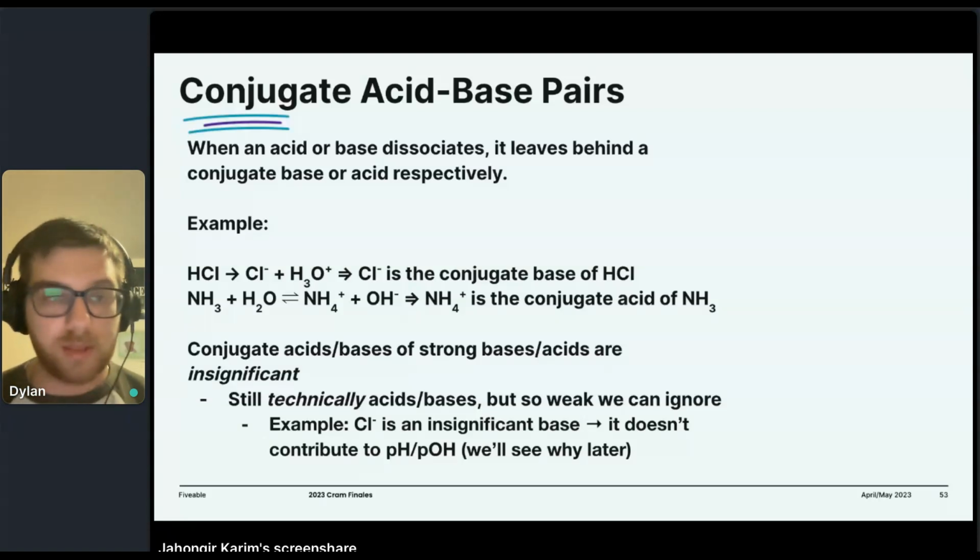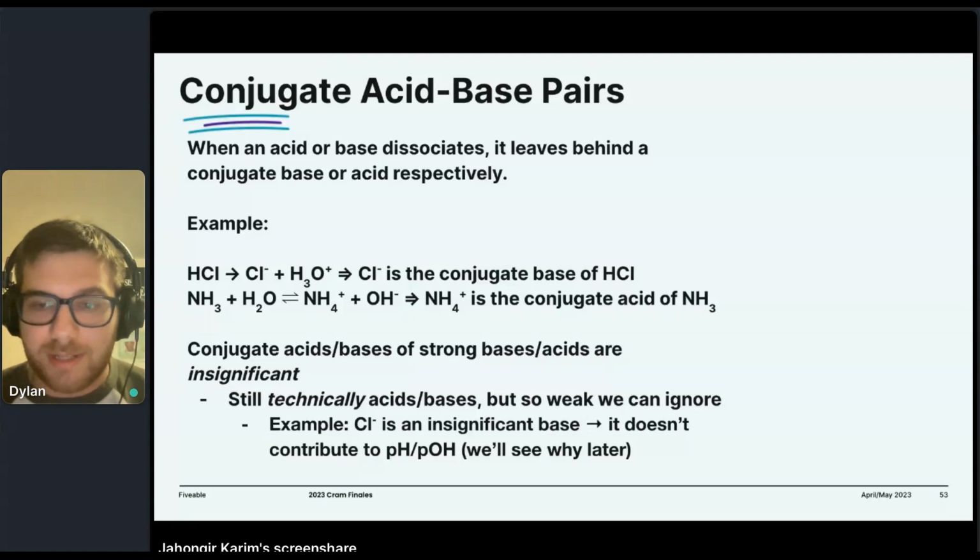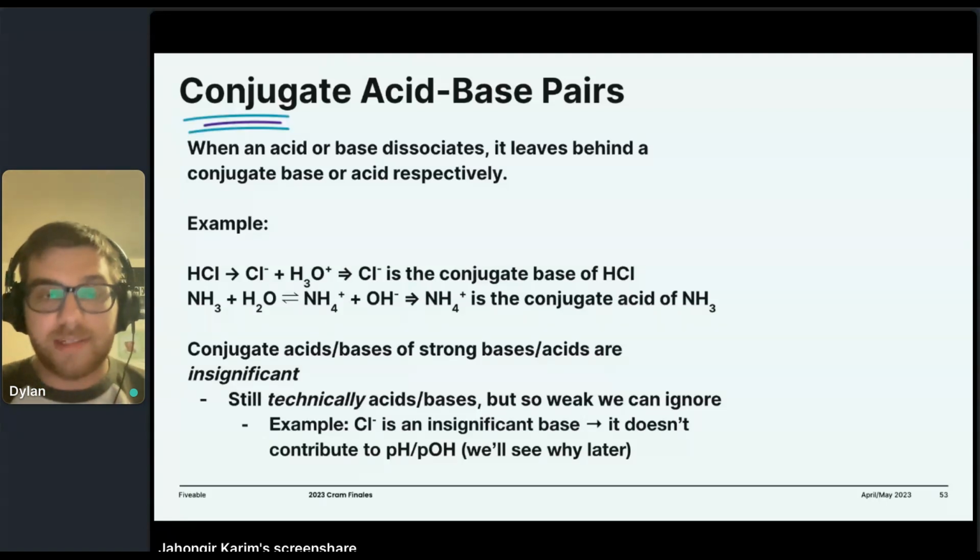So when we're talking about the strength of conjugate acids and bases, something we need to note is that the conjugate acid or base of a strong base or acid is insignificant. So for example, the chloride ion is an insignificant base. What we mean by that is that it will not contribute to pH or pOH. That's because HCl is such a strong acid, it wants to get rid of its hydrogen. It's just going to throw those hydrogens out there and pretty much fully dissociate. That reaction basically goes fully forward. So there isn't that much Cl minus in there, and therefore it is not a significant base.